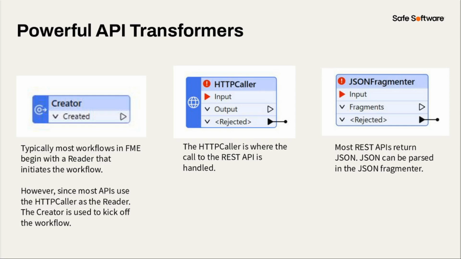The creator is the one that will initiate your workspace, and then the HTTP caller is where the call to the REST API is handled. This is where we will configure everything. And the JSON fragmenter is important for parsing that JSON and making it so that it's digestible for the rest of the workspace.